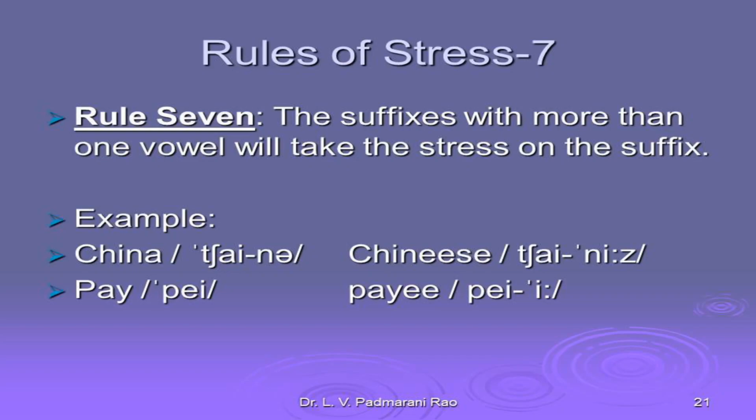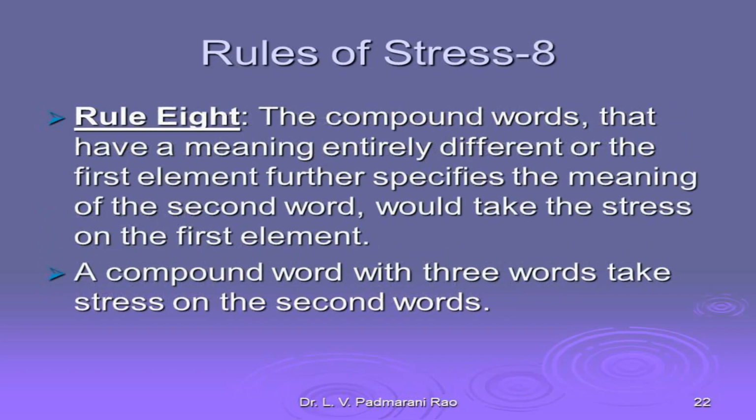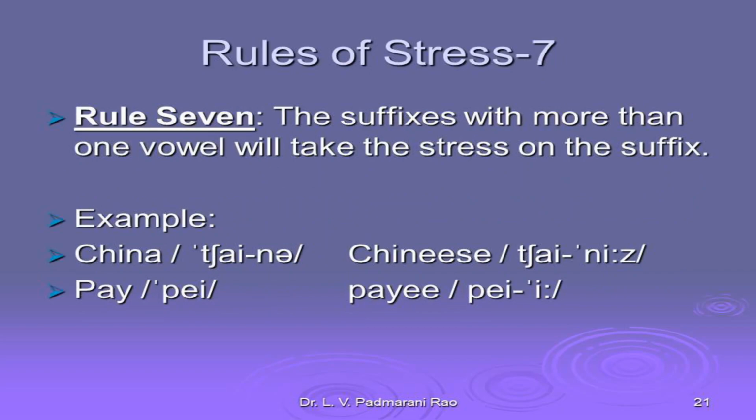China, the first syllable is accented, but Chinese, the second syllable is accented. Why do you think that the stress has shifted from the first to the second? That is because the suffix has got more number of vowel sounds and is to be pronounced for a greater sound. So Chinese, Japan, P is stressed, but Japanese, N is stressed. Pay, payee. And similarly, you could find many such examples as obtain, sustain, million. The first syllable is accented, but millionaire, the second syllable is accented.